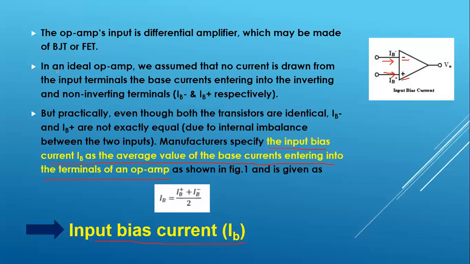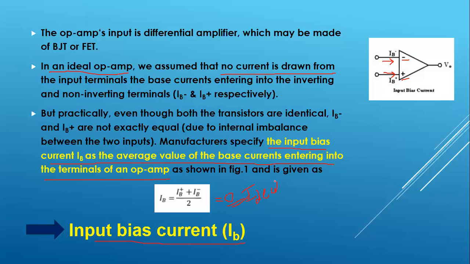We know that in an ideal op-amp, if the input voltage is equal to 0, the output voltage will also be equal to 0. In connection to that, we also know that no current is drawn from the input terminals, that is, the bias currents entering these input terminals. That means IB minus or IB plus, or altogether their average value, the input bias current, is equal to 0. This is the ideal condition.